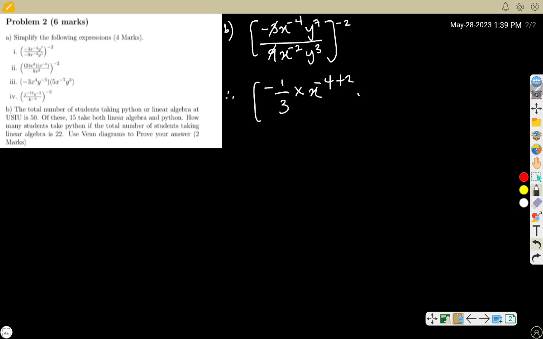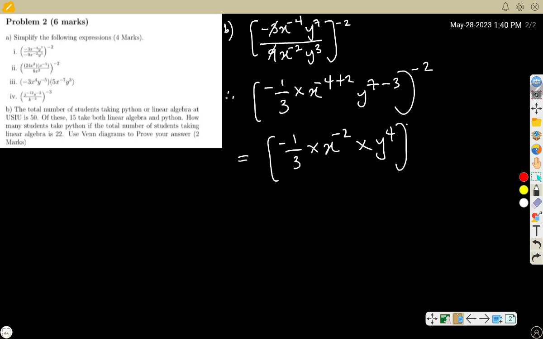So y raised to power 7 minus 3. Then everything raised to power −2. So this is −1/3 times x^(−2) times y^4, everything raised to power −2. So this is −1/3 times 1 over x squared times y^4, everything raised to power −2.